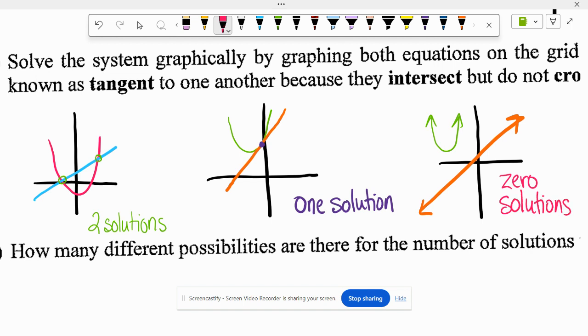So how many possible solutions can a linear quadratic system have? Well, they could have 2 or 1 or none. So you have to check, okay? 2, 1, or none. Got it? So those are your 3 different possibilities. And that's it. That's your lesson.